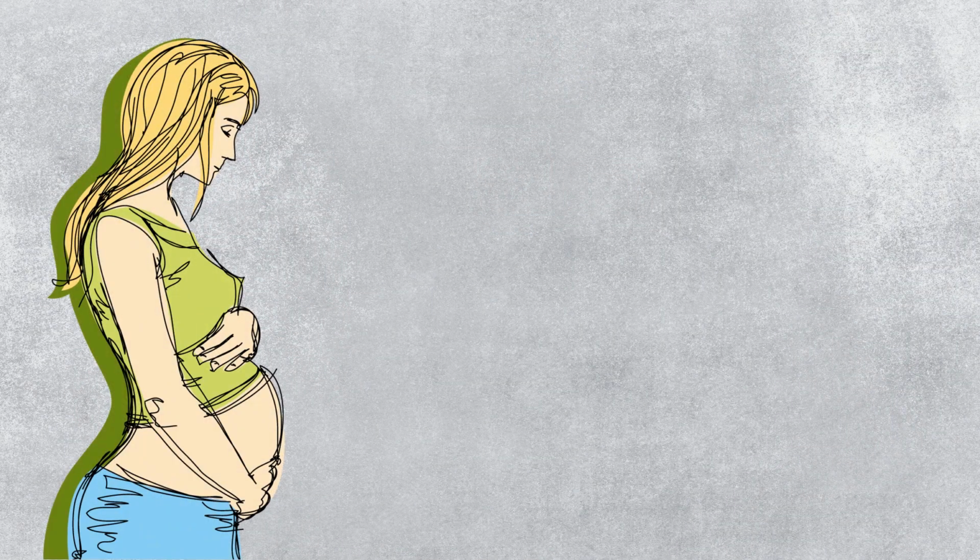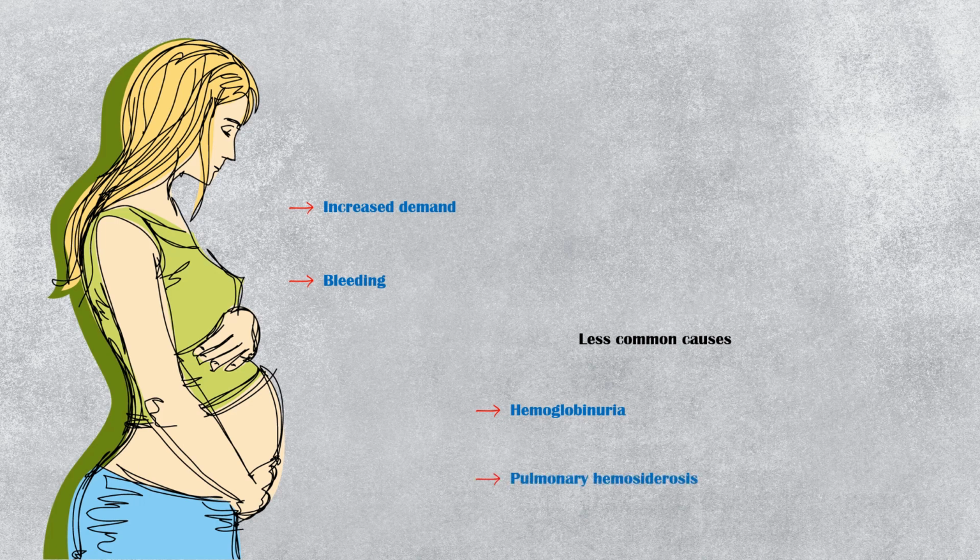Pregnancy is another situation where a woman can get iron deficiency. Here, both increased demand and bleeding can cause iron deficiency. Other less common causes of iron deficiency include hemoglobinuria due to kidney disease and burns, and pulmonary hemosiderosis, a condition characterized by repeated alveolar bleeding and deposition of hemosiderin in the lungs.